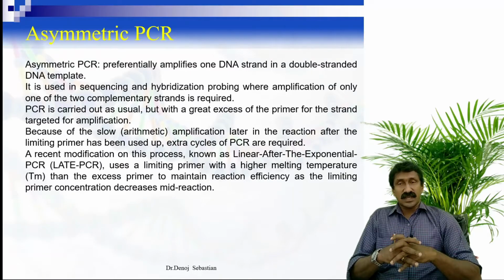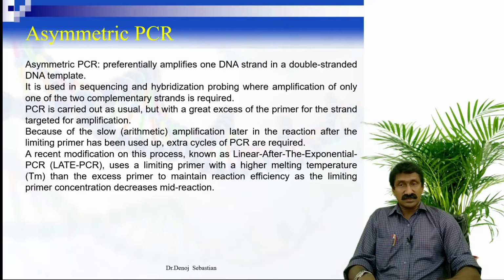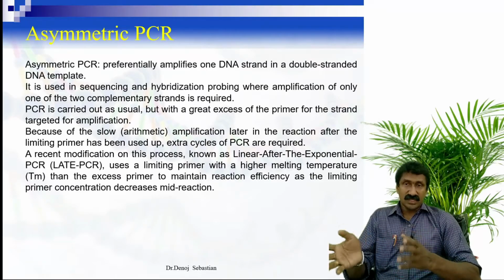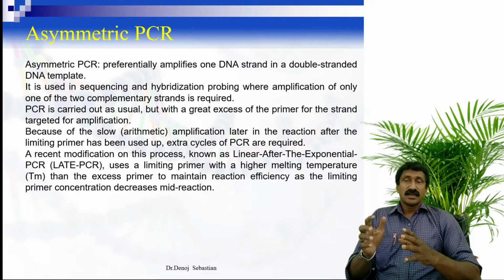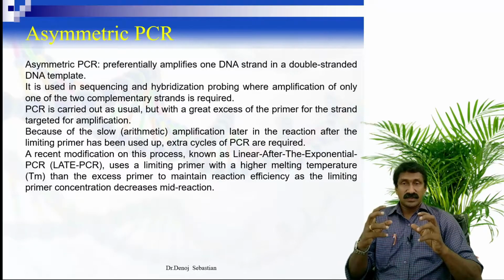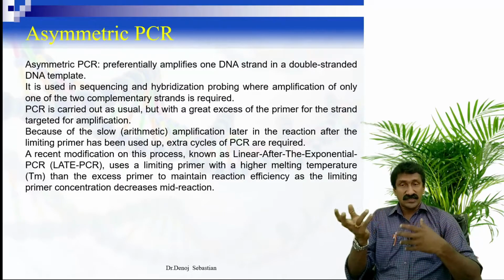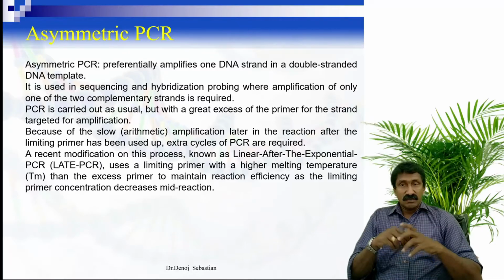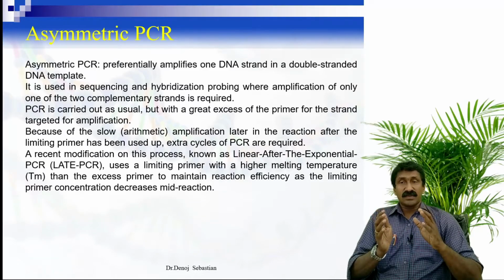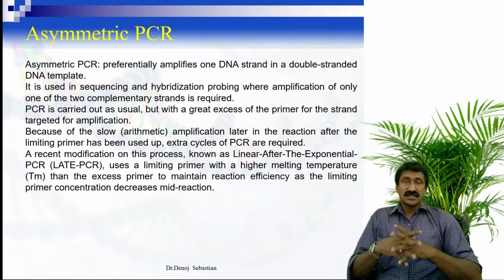So PCR is carried out as usual, but with a great excess of primers for one strand targeted for amplification. So you will control the quantity of the primers in such a way that the target strand primer can be used in excess, whereas the other one will be a limiting factor. So instead of using equal quantity of both forward and reverse primers, one primer will be used in greater quantities, or in excess, while the other one will be a limiting one. Because of the slow or arithmetic amplification later in the reaction, after the limiting primer has been used up, extra cycles of PCR are required.